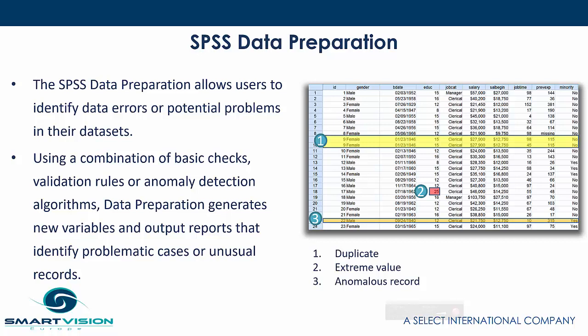This is a really powerful module, very much a Swiss Army knife, that allows users to identify problems or errors in their data set so that they can prepare it before analysis. It uses a combination of basic checks, a series of rules, anomaly detection algorithm, and it generates both output reports that tell you what the level of quality is with your data, but also new variables that help you identify problematic cases or unusual records.